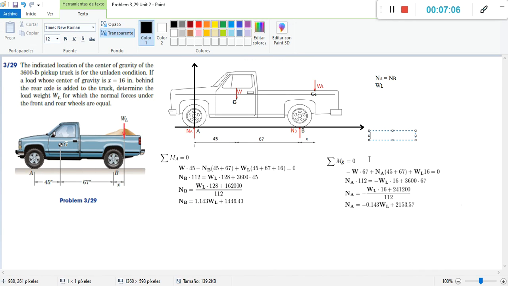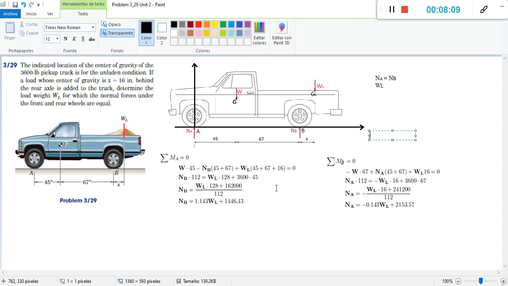For the next one, we can say that the sum of the moments on B are equal to 0 to make an equation in terms of the normal forces in A. So we start to write the terms of the first weight, which is minus W, which is the 3,600 pounds, times 67, which is the distance between the weight and the normal forces in B, plus the normal forces in A, times the sum of the distance between the wheel A and the wheel B, and it's the same addition as this, so it's going to be 112 again, plus the weight of the load times the distance between the wheel B and the weight load, which is 16 inches, and this is equal to 0.